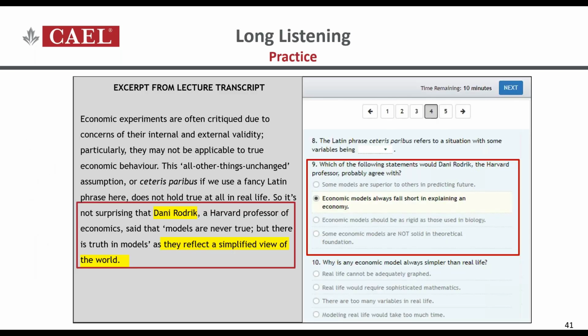And Kim is just asking about D. So D says some economic models are not solid in theoretical foundation. But the thing is, he does not mention anything about theoretical considerations here. He doesn't directly reference that answer. So basically, because that information is not said very clearly, Kim, you can eliminate this wrong answer because you don't possibly know. There is no information.